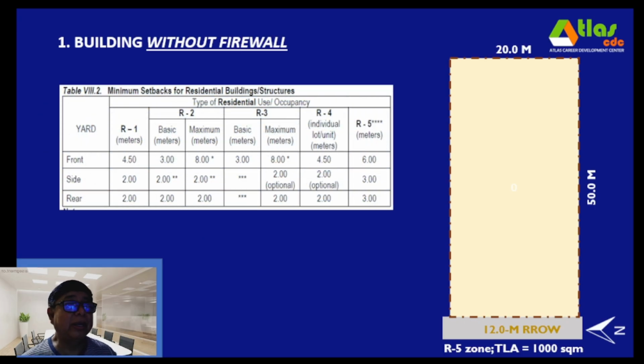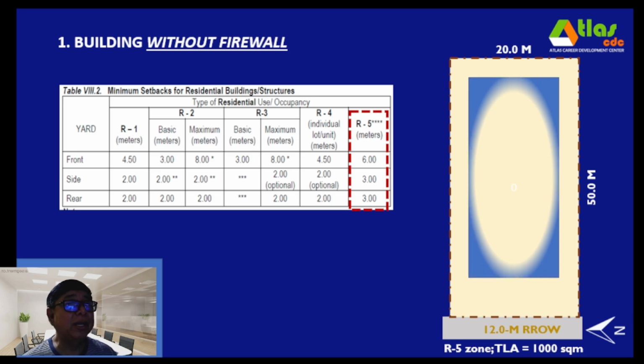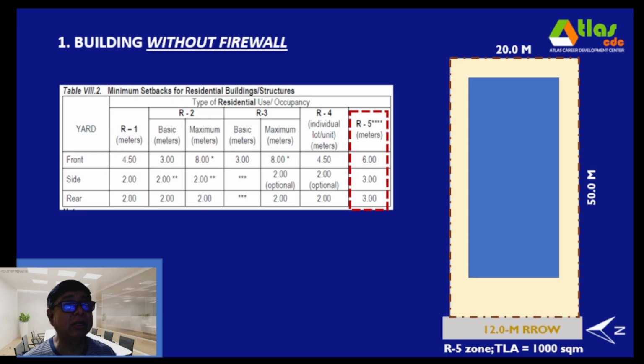So for a start, ang una nating titingnan muna ay ang table 8.2. Ito yung minimum setbacks for residential buildings. At ang R5 dito ay merong 6 meters minimum setback at the front and 3 meters at the side and at the rear. So gawa tayo ng drawing dyan sa may lote ng isang building considering the minimum setbacks, and then we provide the minimum setbacks. Makukuha natin yung dimension ng building.